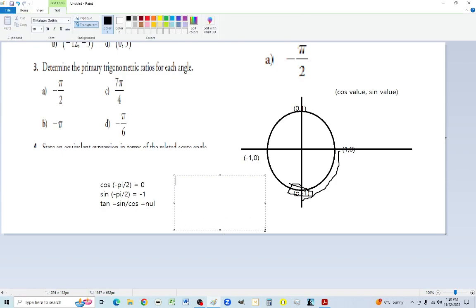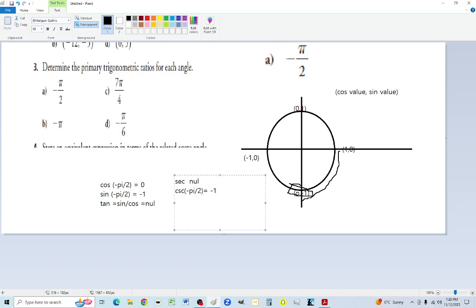Since secant is the same as 1 over cos, and cos is 0, it also is a null value. Since cosecant is the same as 1 over sine, and that's 1 over minus 1, it means the cosecant of negative pi over 2 is always minus 1. That's what we're talking about.